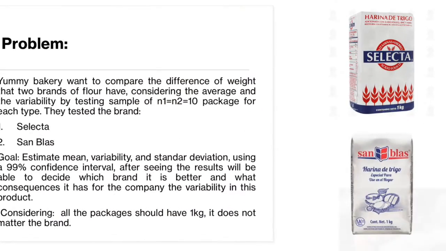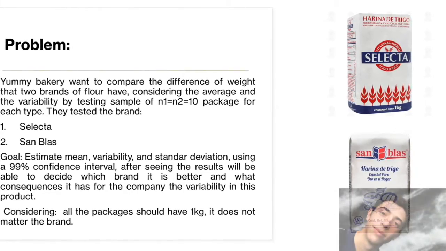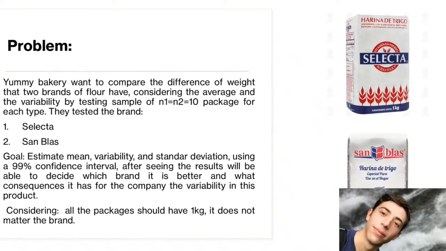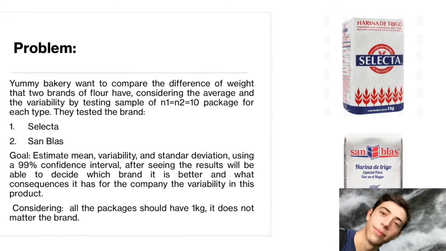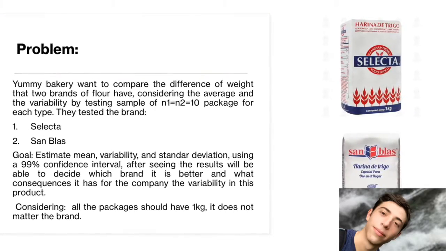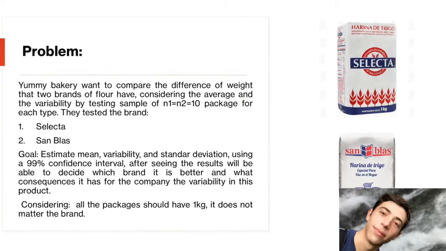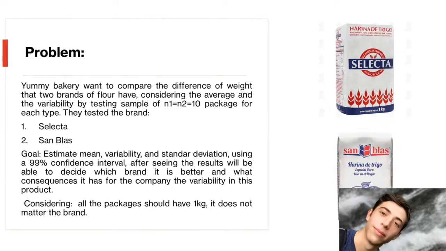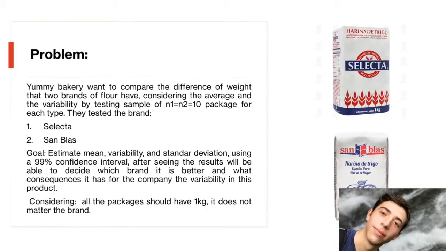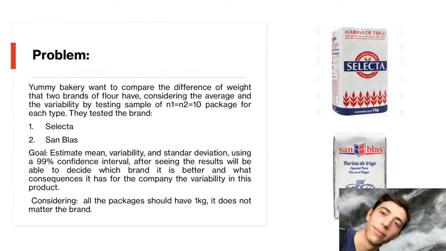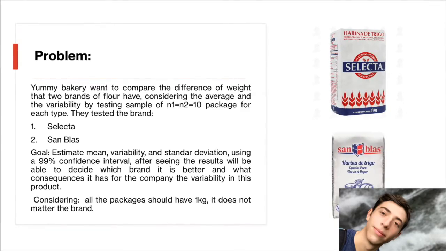The problem: Yummy Bakery wants to compare the difference in weight that two brands of flour have. Considering an average of variability, we tested 10 packages from each type. These tested brands are Selecta and San Blas. Our goal is to estimate the mean, the variability, and the standard deviation using the 99% confidence interval. After seeing the results, we will be able to decide which brand is better for our bakery.